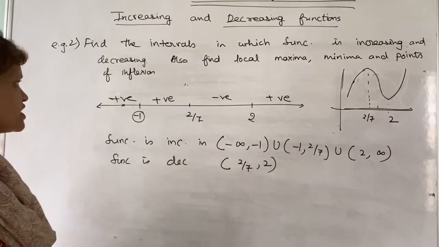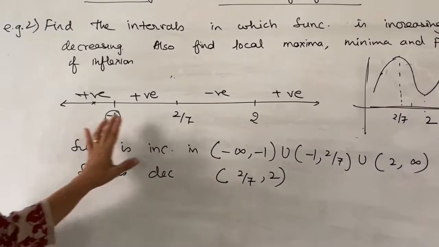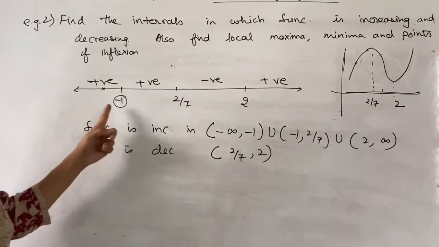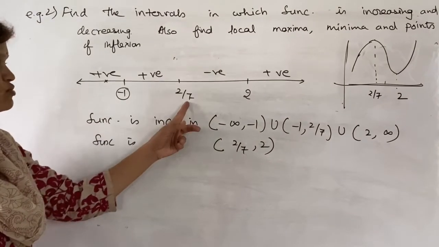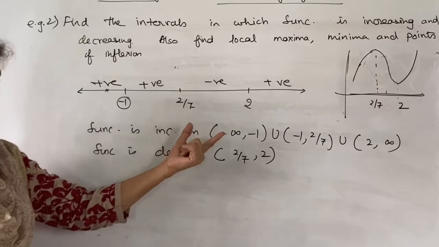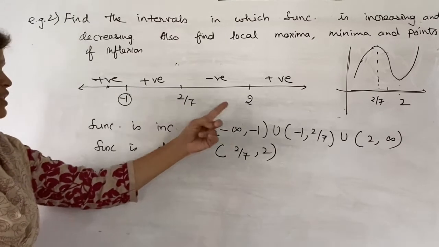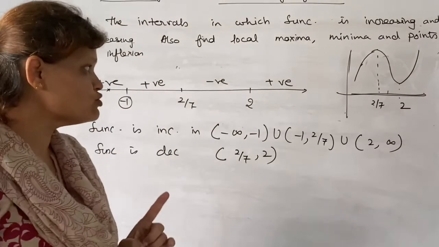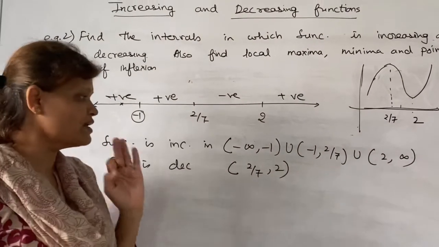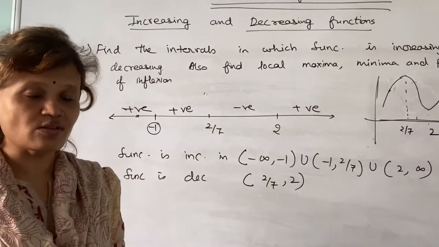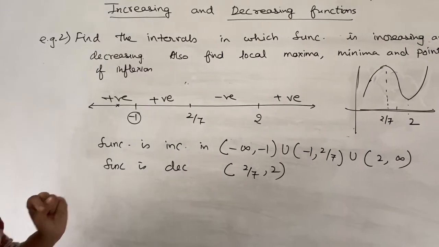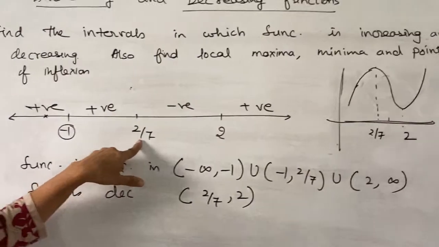So we have drawn the graph determining the intervals in which the function is increasing, positive and negative. Now the function is increasing from -infinity to -1, -1 to 2/7 and union 2 to infinity, and the function is decreasing, that is negative, in 2/7 to 2. And remember one point you noted: when we want to find whether the function is positive or negative, we substitute that x value in f dash of x, not in f of x. Okay, remember that.